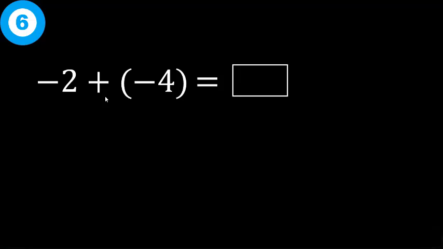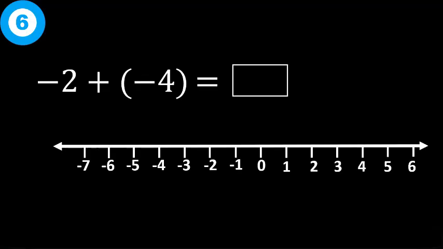So let's introduce the number line once more. From negative 2, we have 1, 2, 3, and then 4. And which number is the arrow pointing at? Of course, negative 6. So you can see how easy it is.